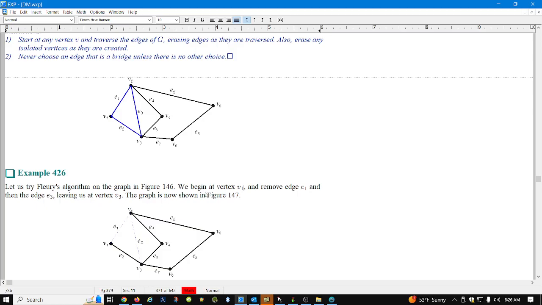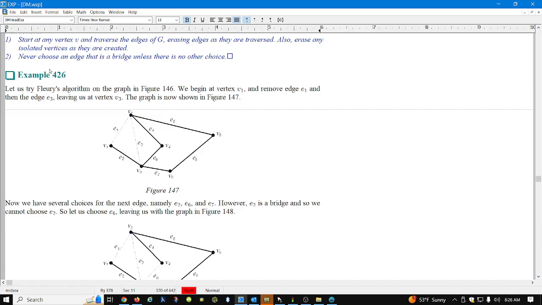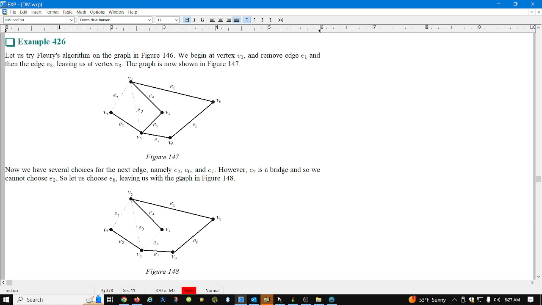And I would only do this once, just for the first time you've seen this. Okay. So we remove edge E1, and then we remove edge E3, and that leaves us here at vertex V3. So this is what the graph now looks like, and I can get rid of this. Now we've got several choices for the next edge. We're sitting here at V3. We could remove E2, E7, or E6.